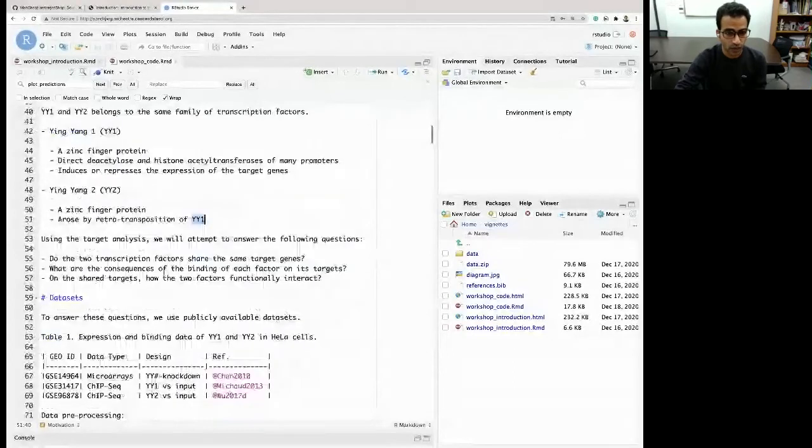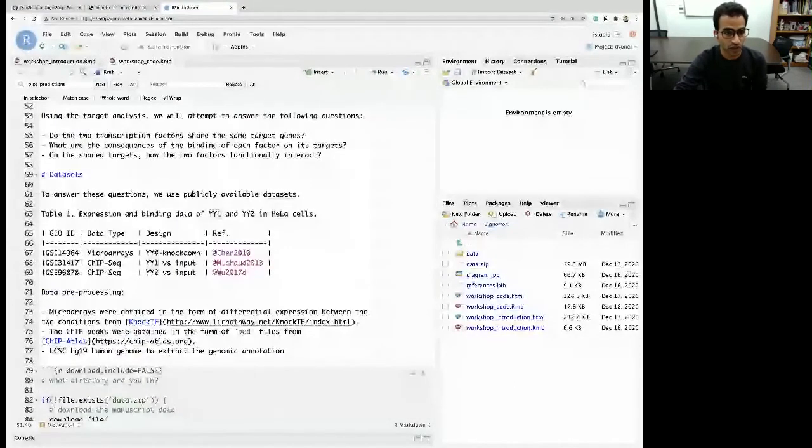So in this analysis, what I'm trying to do is to answer the questions: do these transcription factors share the same targets, or at least a significant number of targets? And if they do, what are the consequences of the binding of these factors, either on their specific targets or together on the shared or common targets? And then whether we can infer those two factors cooperate or compete to produce a certain effect.